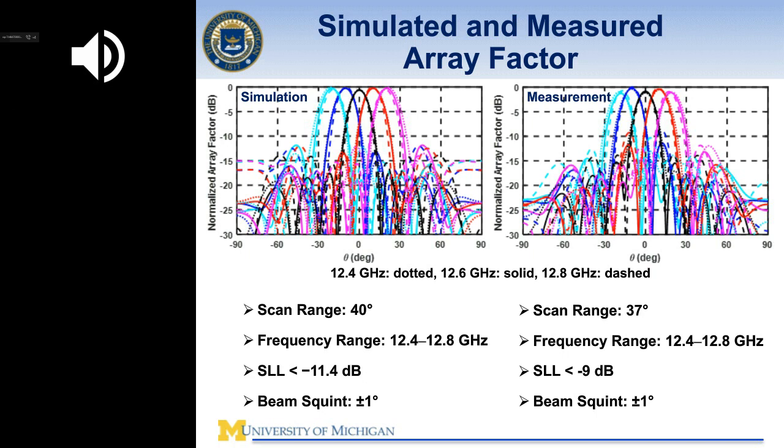is about 40 degrees or so, so plus minus 20 degrees. Frequency of operation is 12.4 to 12.8 gigahertz in this case. And beam squint is plus minus 1 degrees within this frequency of operation. Of course, it depends on the design requirements. One can optimize the array, for example, for minimum beam squint or increased phase angle, etc.